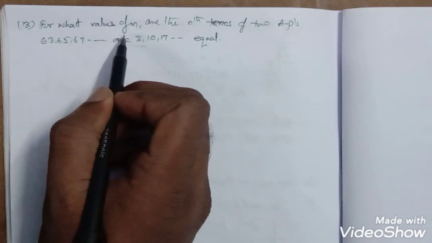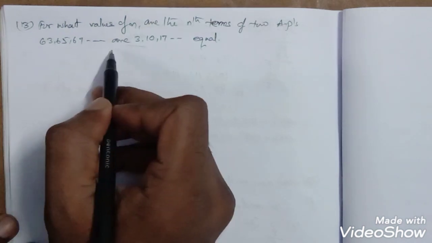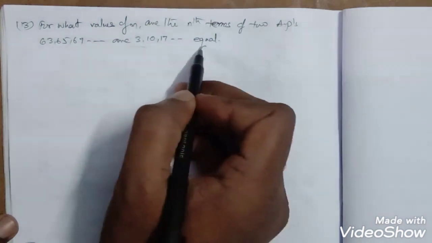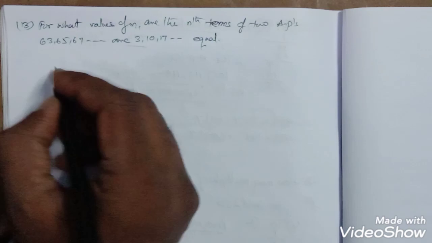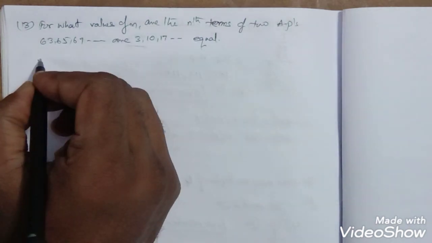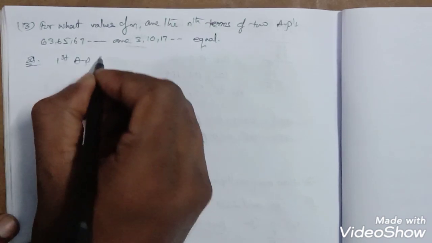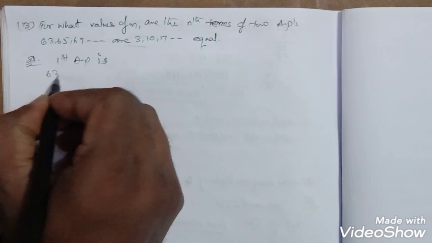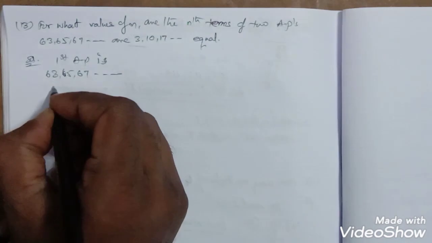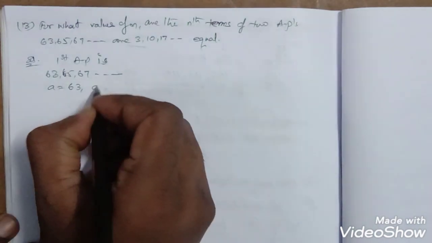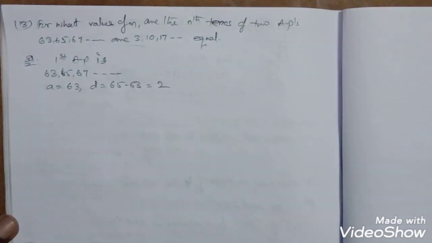Next question is: for what values of n are the nth terms of the two arithmetic progressions 63, 65, 67 and so on, and 3, 10, 17 and so on, equal? Means when these two arithmetic progressions are equal. For that, first you take the first arithmetic progression. So the first arithmetic progression is 63, next 65, 67 and so on. What is a? So a is given as 63 and d is nothing but 65 minus 63, which is equal to 2. So here the d value is 2.